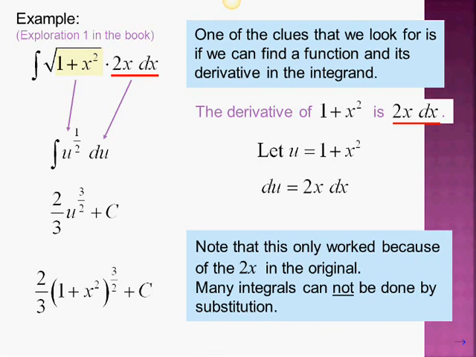Note this only worked because 2x was in the original. Many integrals cannot be done by substitution because oftentimes if I had just the square root of 1 plus x squared dx, this 2x was not there, and that tells me that I am not allowed to use substitution to find that integral.